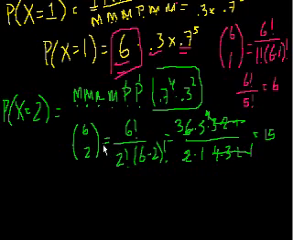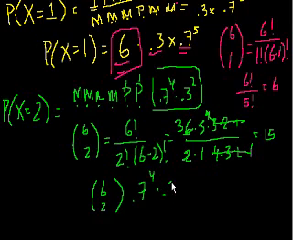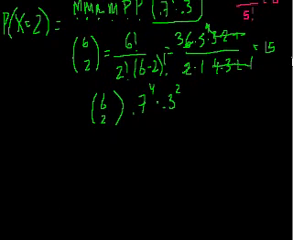And the probability of each of those is 0.7 to the 4th times 0.3 squared. So the probability of making exactly 2 shots is going to be 6 choose 2 times 0.7 to the fourth times 0.3 squared. And we can go on.